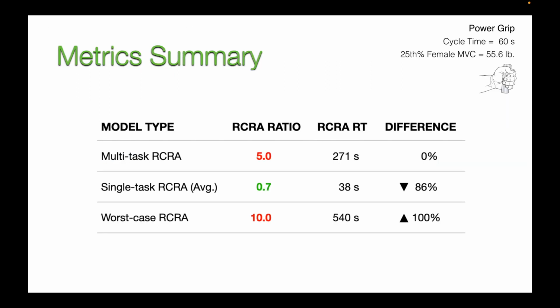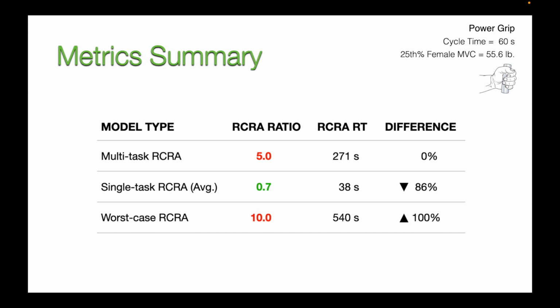Now this is looking at the summary. If we look at the ratios, the RCRA recovery time, and then the difference in running the model multitask versus running it single task and worst case, which is also another version of running it single task. But notice that the actual RCRA ratio is 5.0, which is way too high. It's 5 times what we have available.